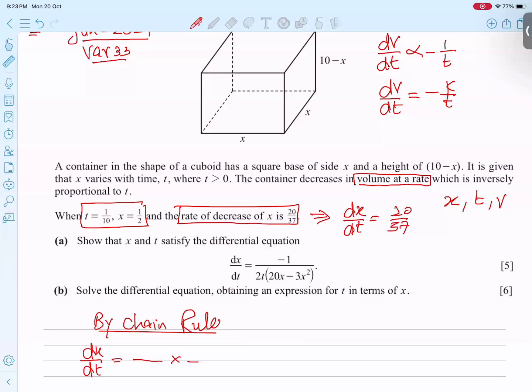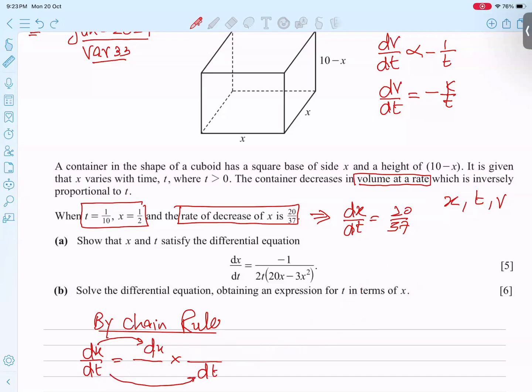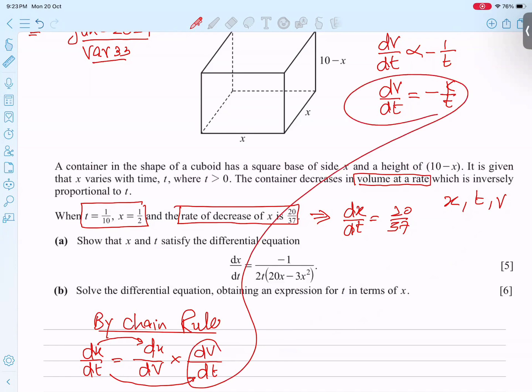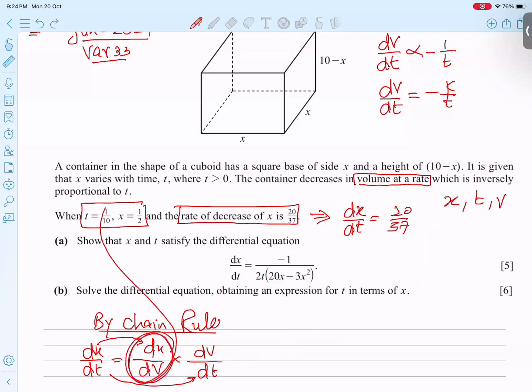I will write two fractions. Write this in the first numerator and this in the second denominator. So x and t are gone. What is left? Volume. Volume will come up and down, so d volume and d volume. This value I will get from there, no issue at all. This value I will get from here, no issue at all. What is left behind? dx by d volume. I am going to write it now here.